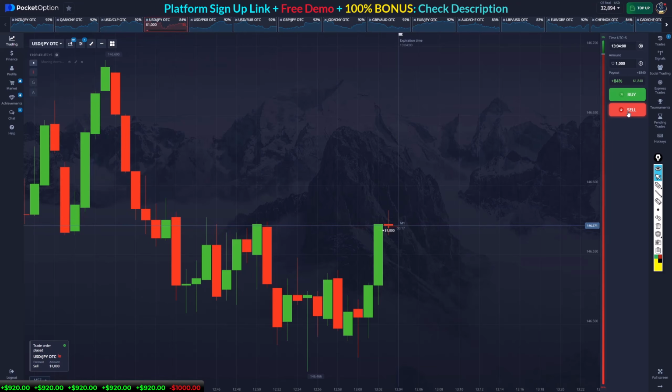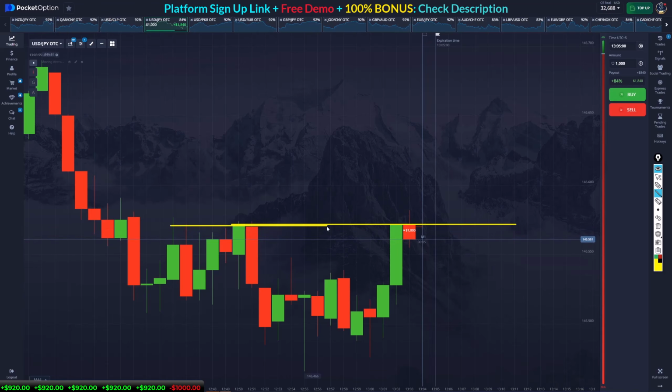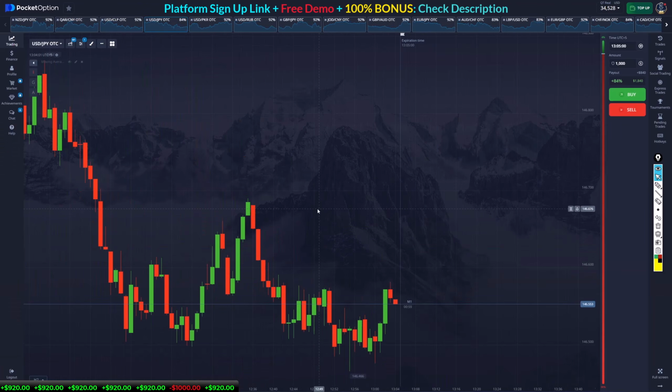Okay, I'm taking this. It's closing exactly at this resistance area. Look at that. Also market sequence. All right. It was a winning trade.